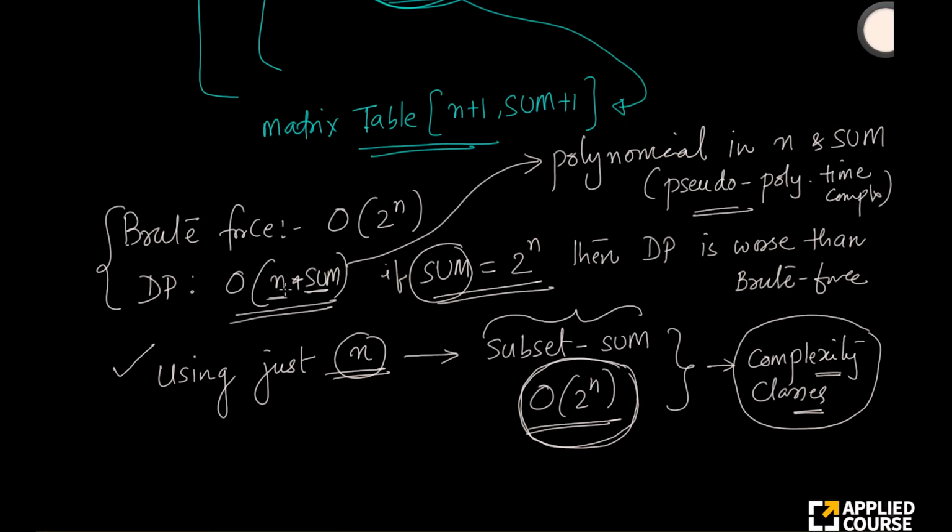While this seems polynomial in n and sum, if the sum itself is so large, if sum equals 2 power n, this becomes exponential. In English, pseudo basically means false. So if sum itself is very large, this whole time complexity becomes as bad as brute force. Look at the brute force: the brute force algorithm does not care about what the value of sum is. It only cares about the number of items that are there in my set, not in the subset.